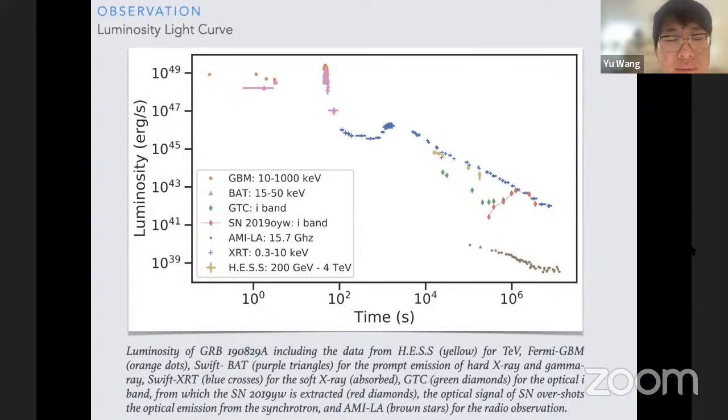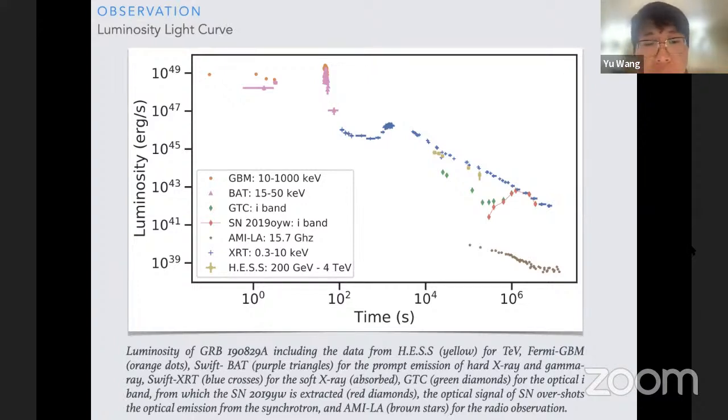And for the BAT, is this triangle also from the beginning, this triangle with the arrow bar. So you can see the BAT almost overlaps with the GBM. Though they have different energy bands, the shape should be similar, and actually they're similar. And for the optical is the green one. The green one from 10^4 seconds, you can see the observation of I band from GTC.